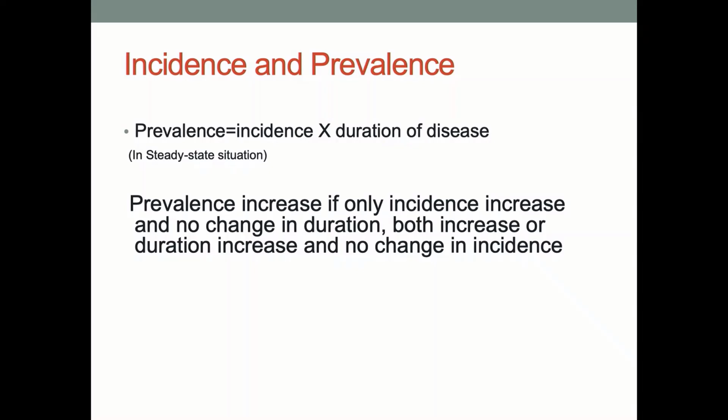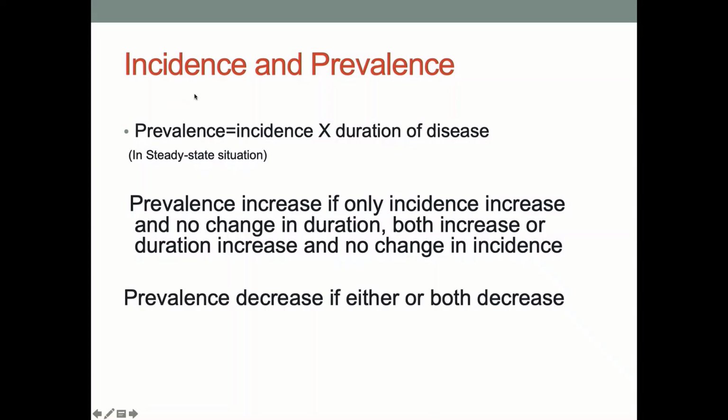So let's say the prevalence is 10, and the incidence is 5, and the duration of the disease is 2 years. So 5 times 2 is 10, right? So prevalence increases if the incidence increases and there's no change of duration. So this can become higher if the incidence is increasing and the duration is not changing.